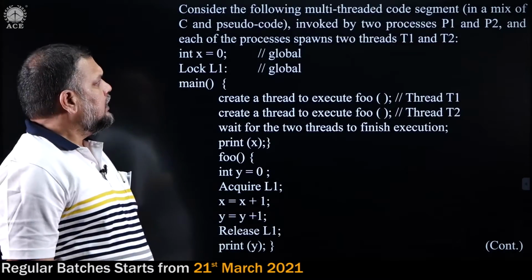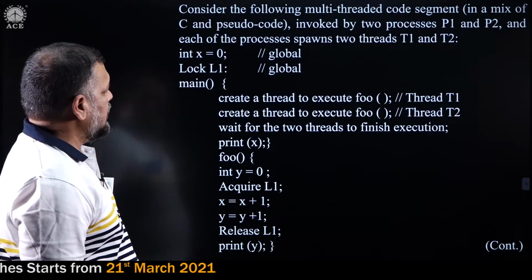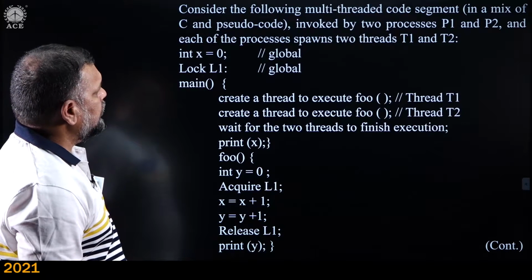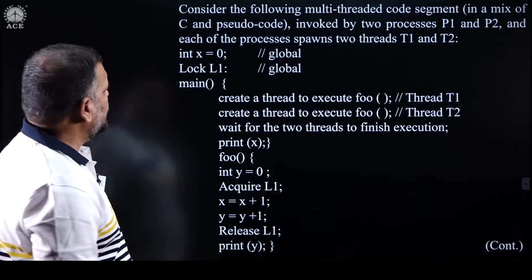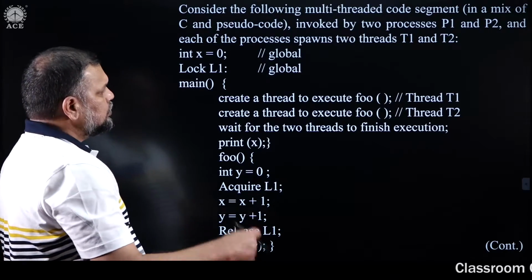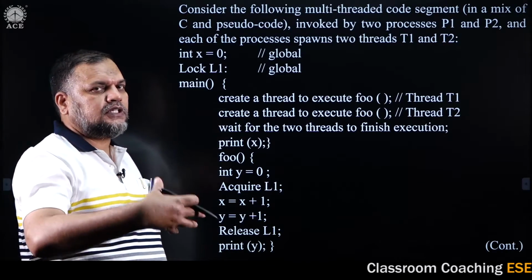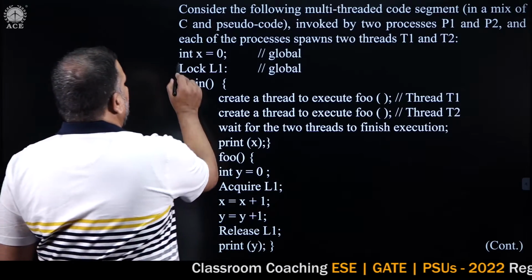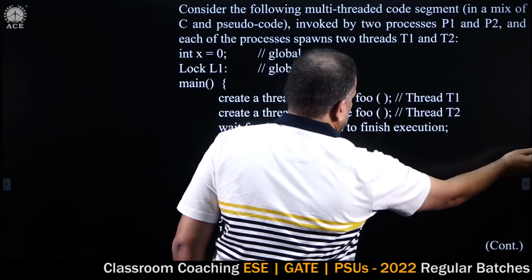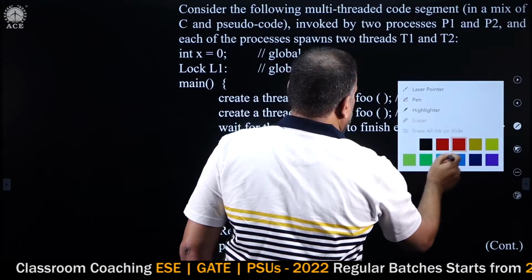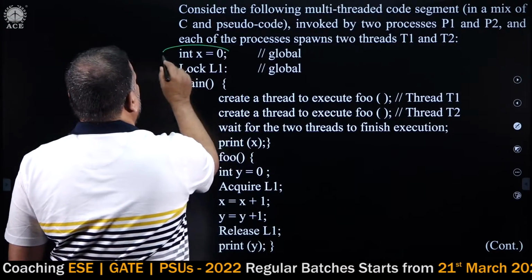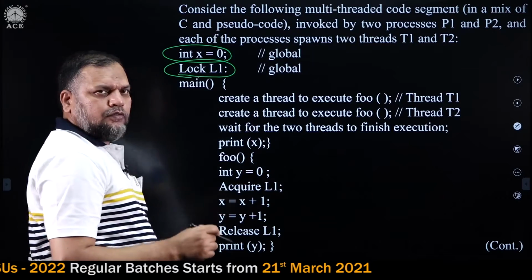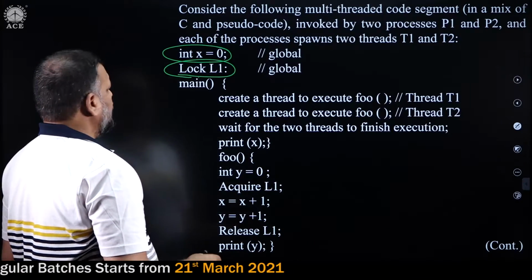Okay. Let us read this question related to synchronization. Consider the following multi-threaded code segment in a mix of C and pseudo code invoked by 2 processes P1 and P2, and each of the processes spawns 2 threads T1 and T2. The global variable X is global, kindly observe that. There is a lock, like a binary semaphore.